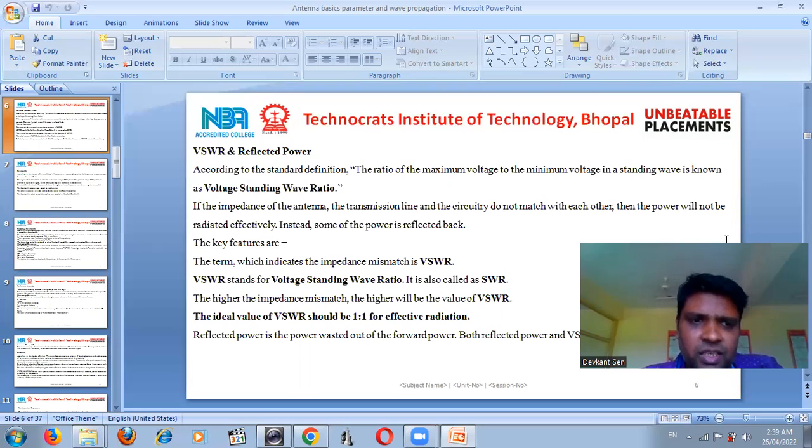The term which indicates the impedance match is VSWR. VSWR stands for voltage standing wave ratio. It is also called SWR. The higher the impedance mismatch, the higher will be the value of VSWR. The ideal value of VSWR should be 1:1 for effective radiation.